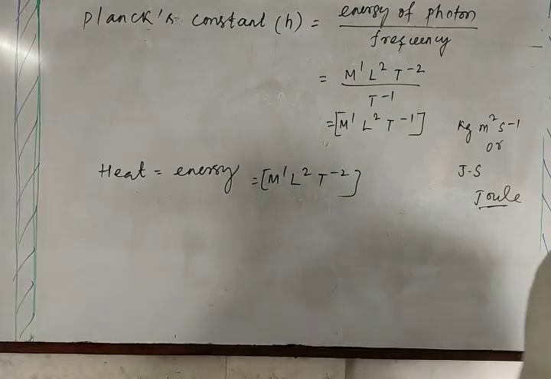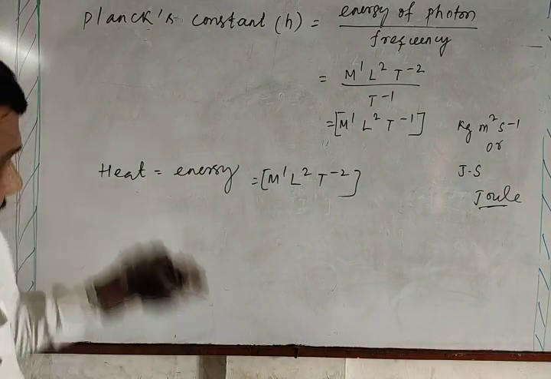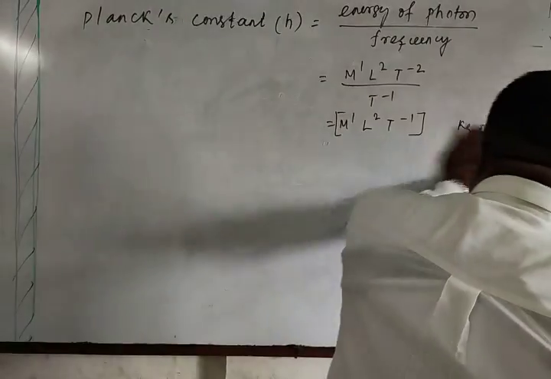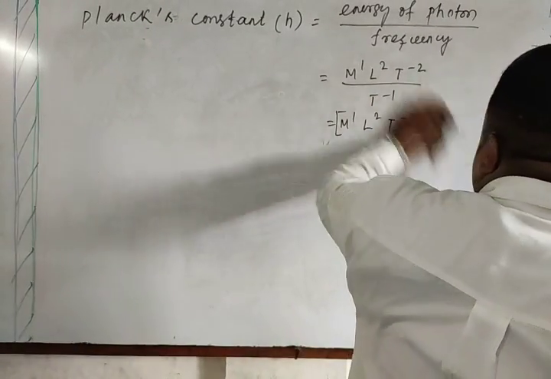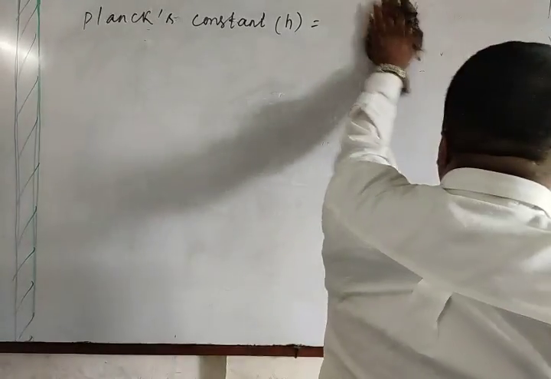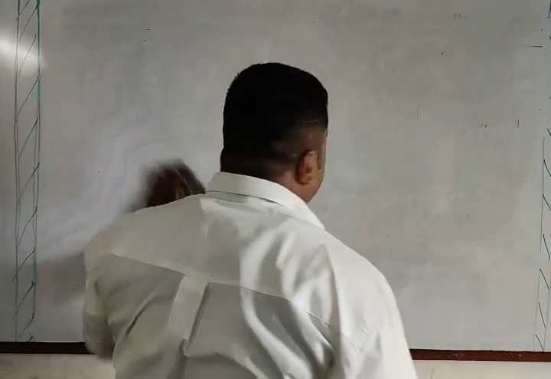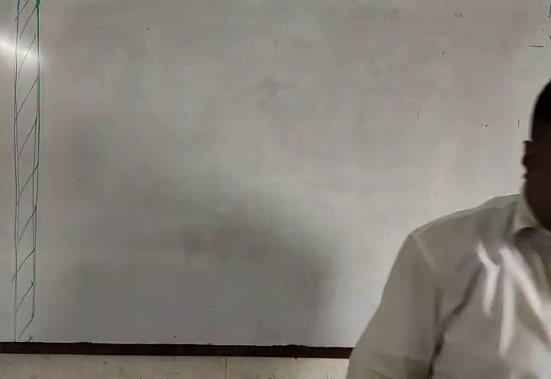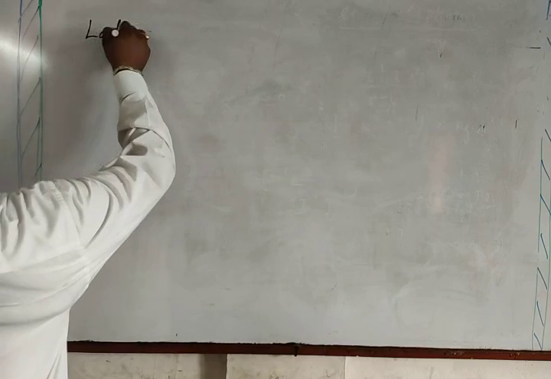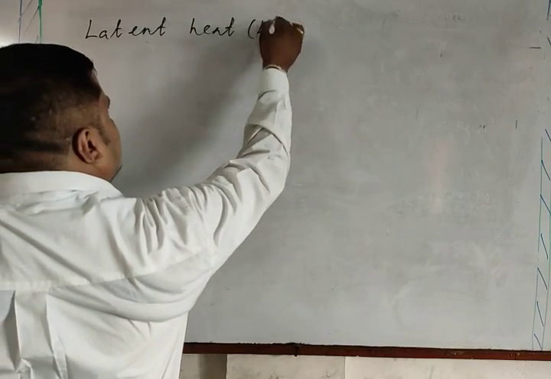Then another physical quantity, in that heat part, is latent heat. Latent means hidden. How much energy is hidden? That is called latent heat, generally taken as L.